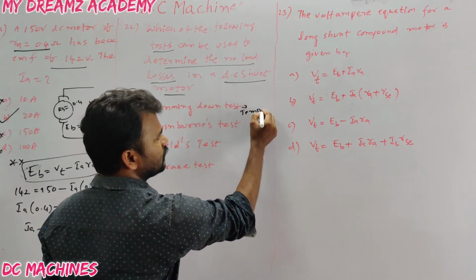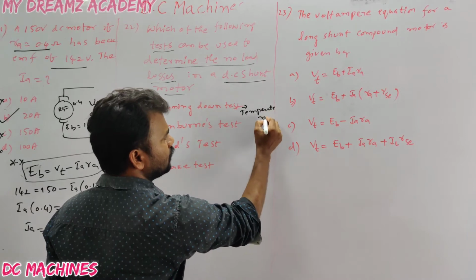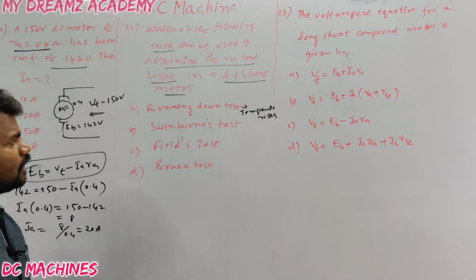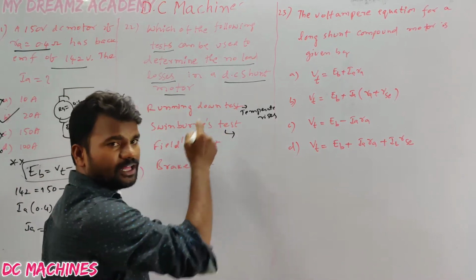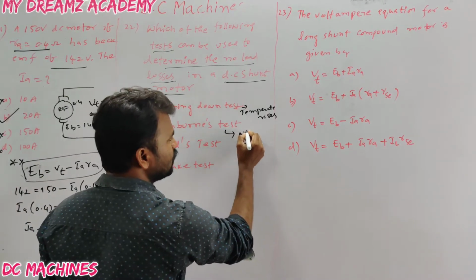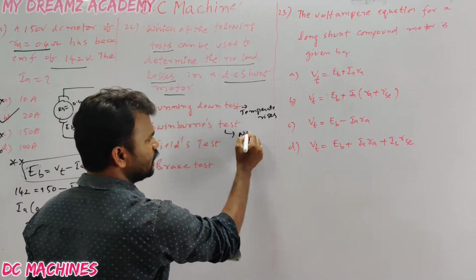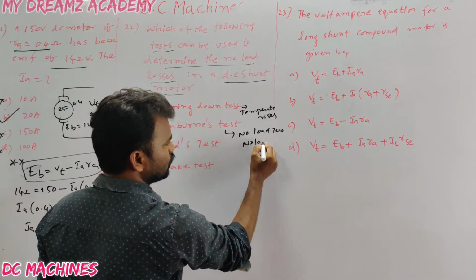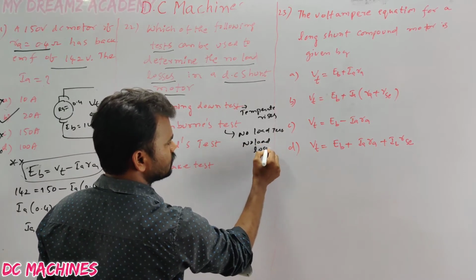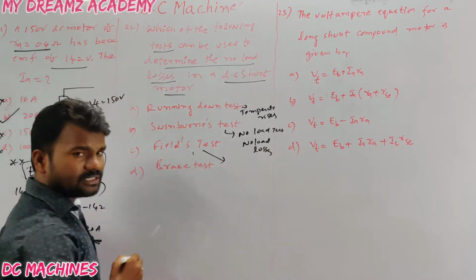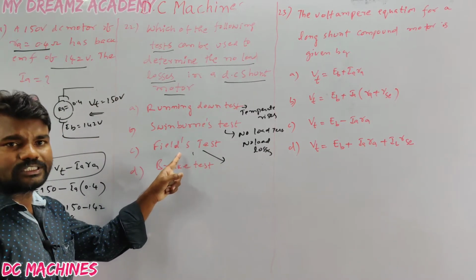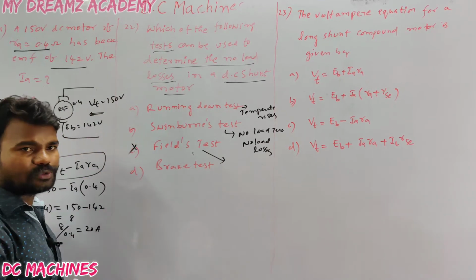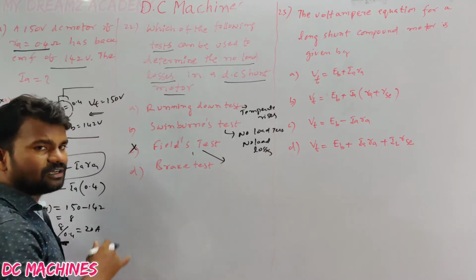Temperature rise, it can't measure no load losses. And Swinburne's test for DC shunt motor can measure no load losses. It is a no load test. But Field's test requires 2 series machines, so that option is not correct.